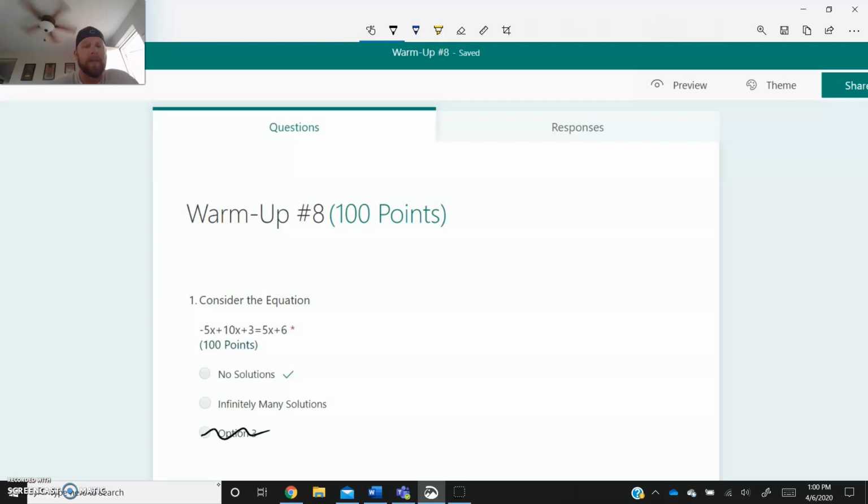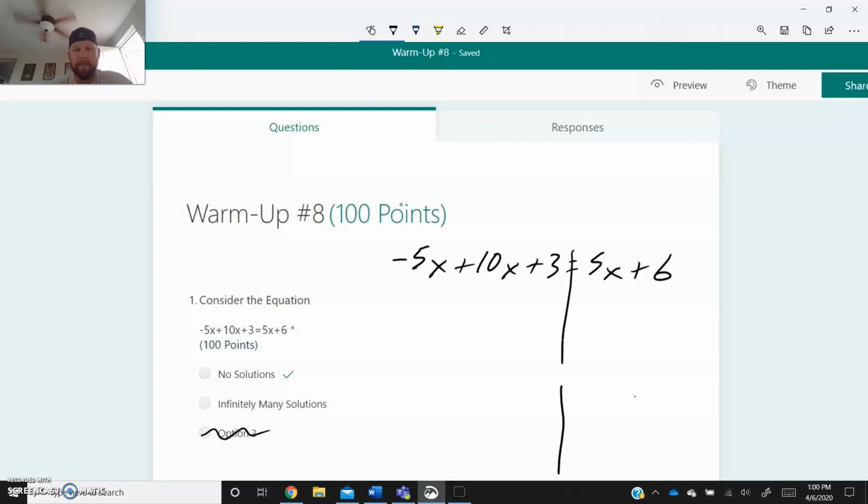All right, let's go ahead and solve this. So it's asking pretty much to work through the equation. I mean, solve it as far as you can. So I'm just going to rewrite it. Negative 5x plus 10x plus 3 equals 5x plus 6. All I did was rewrite my equation. That's all I've done. I'm going to end up drawing a line where my equal sign is.